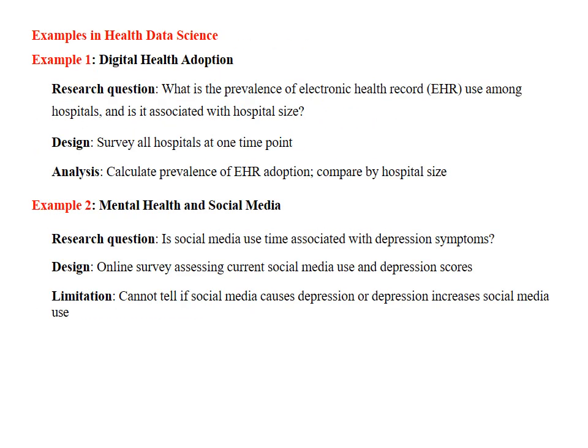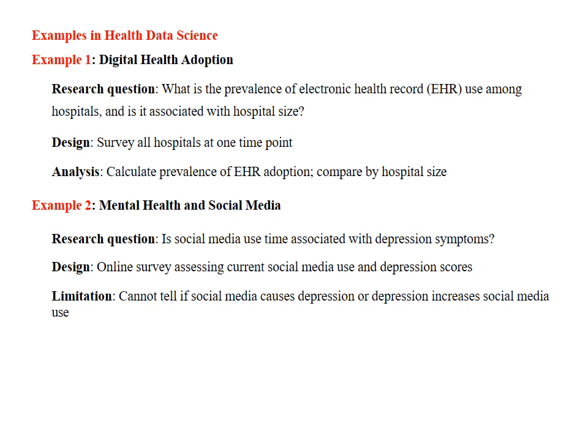Next are the examples in health data science, so that you can understand it in a better way. Example number 1, digital health adoption. Research question: what is the prevalence of electronic health record use among hospitals, and is it associated with hospital size? Design: we will do a survey, surveying all hospitals at one time point. Analysis: calculate the prevalence of EHR adoption compared by hospital size.